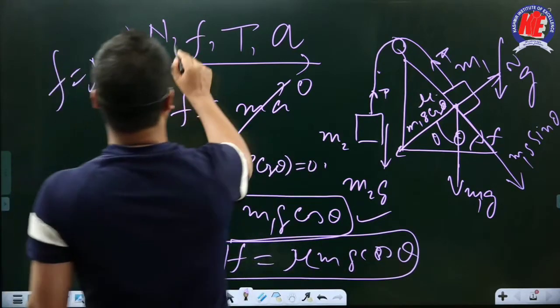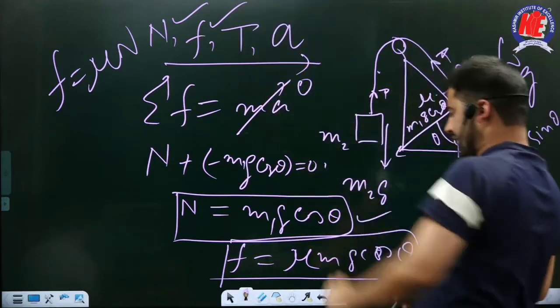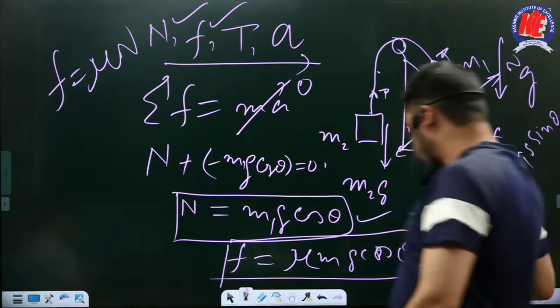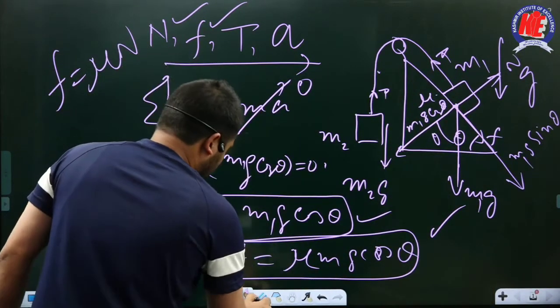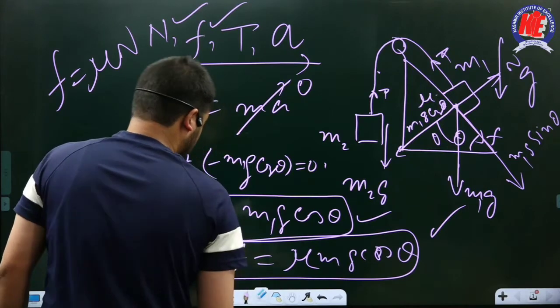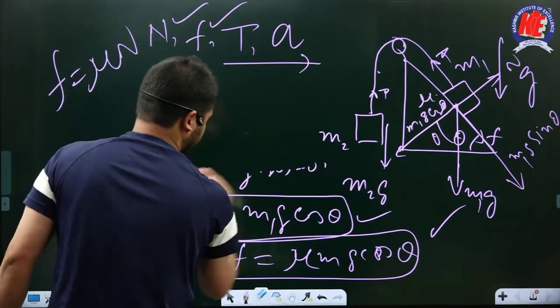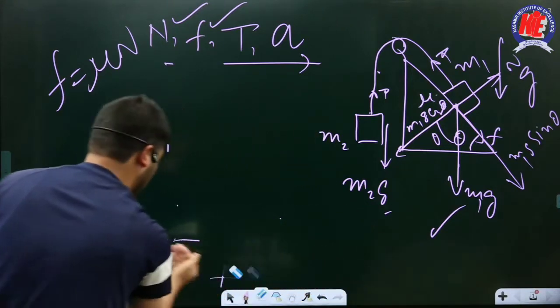Now I got here the two unknowns, normal force and frictional force. It's time to calculate what's the tension in this system. Now how can I calculate it? For that I need to use again the laws of motion. Just wait for a moment.